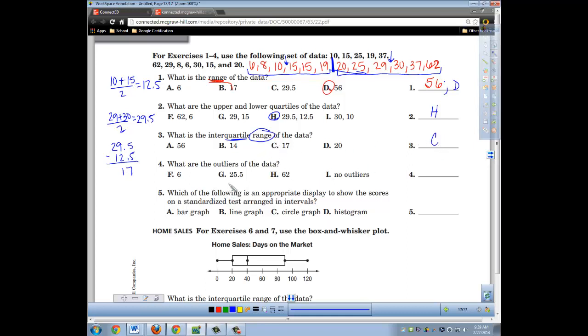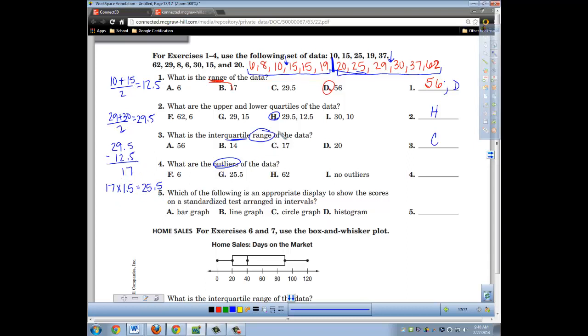Number 4, what are the outliers of the data? This was the hardest thing we did this chapter. It's the bonus question on the test, just so you know. You take the interquartile range, which is 17, times 1.5. You get 25.5.